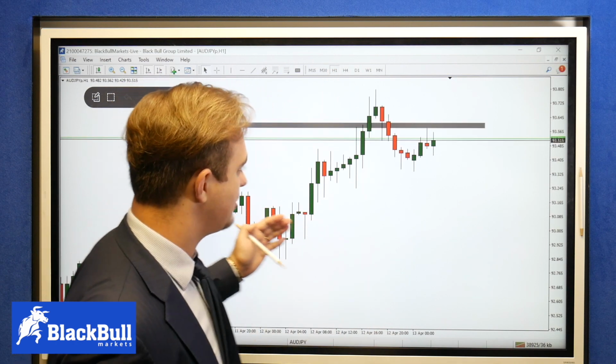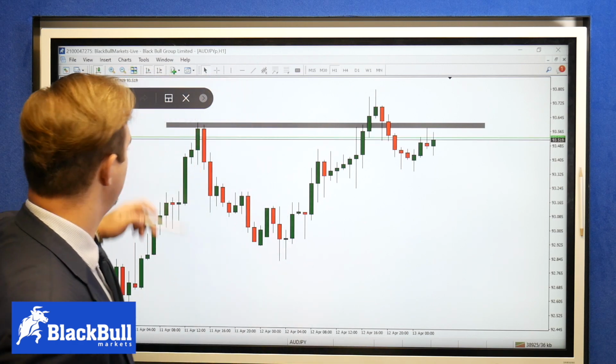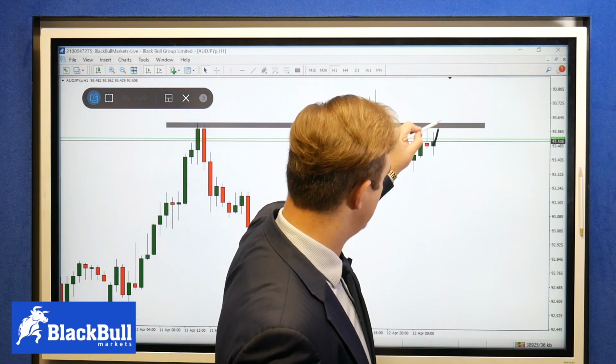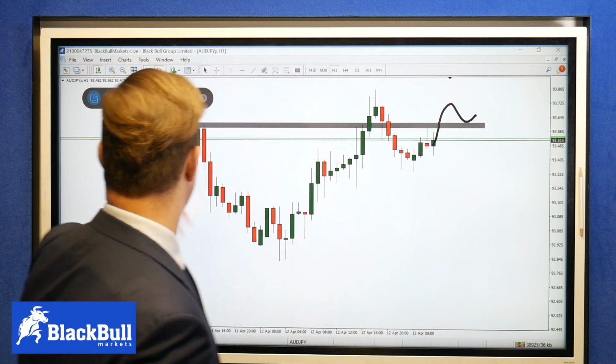So I'm not just going to take a trade to the upside or to the downside and hope for the best which one plays out better. Before I decide to take a trade to the upside, I'm going to wait for this market to break out, reject on here, and then I'll start looking for positions further higher.